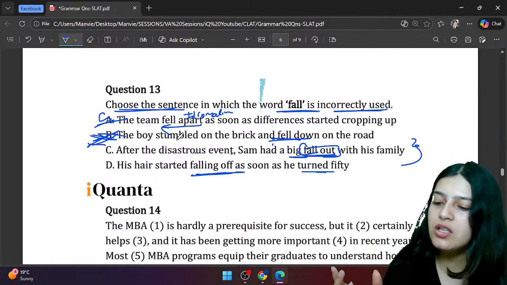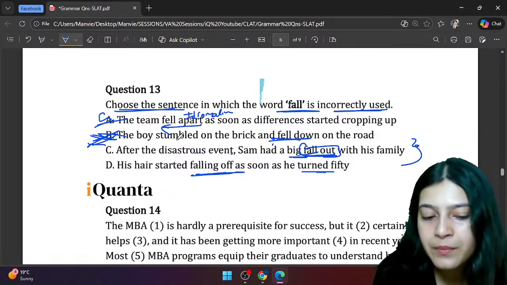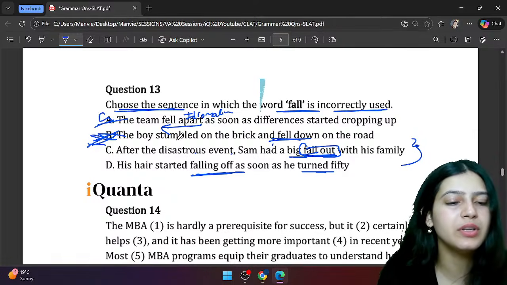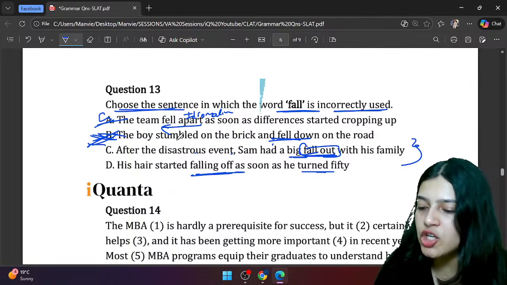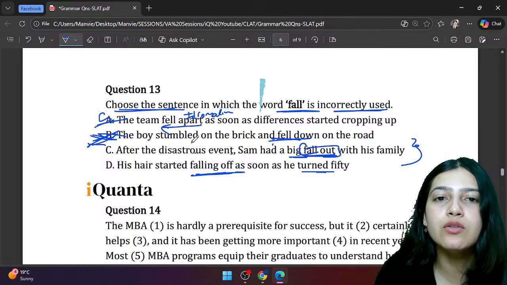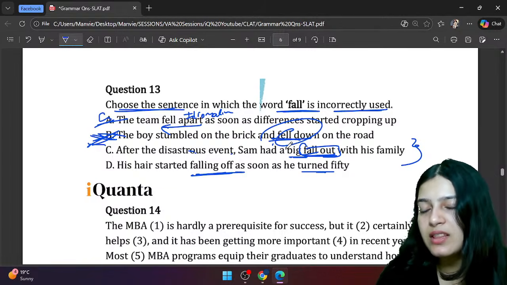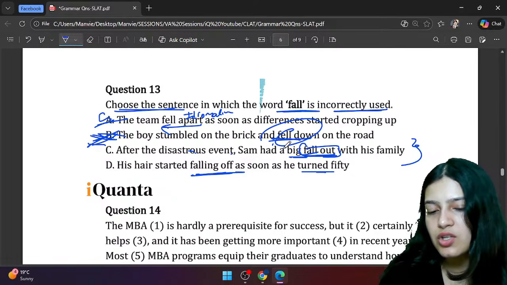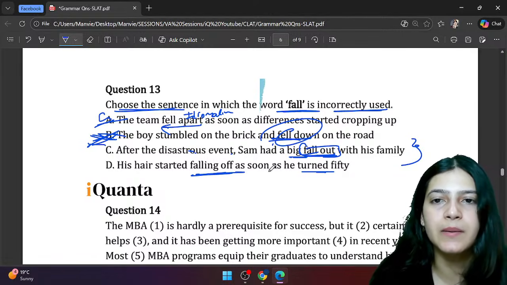So for any preposition which will come after a verb, whether fall, jump or climb, they are always tested for which direction the movement is happening, okay. So you need to see. So if fell down is written, it's actually wrong, and with these kinds of movement verbs, prepositions are tested, okay.